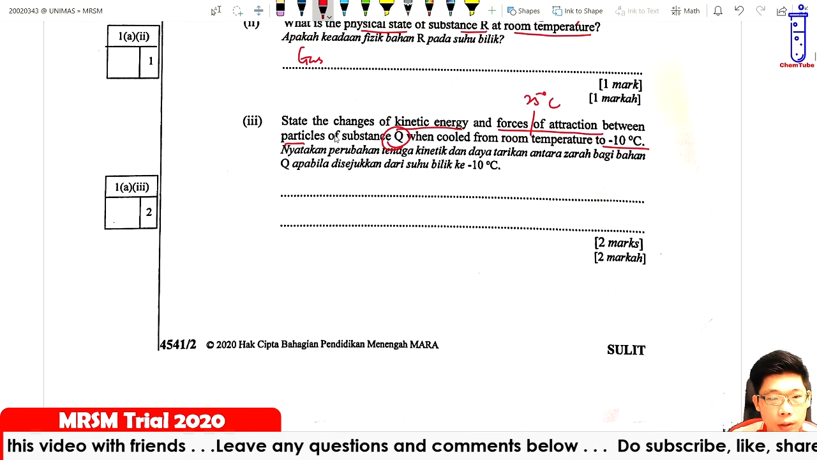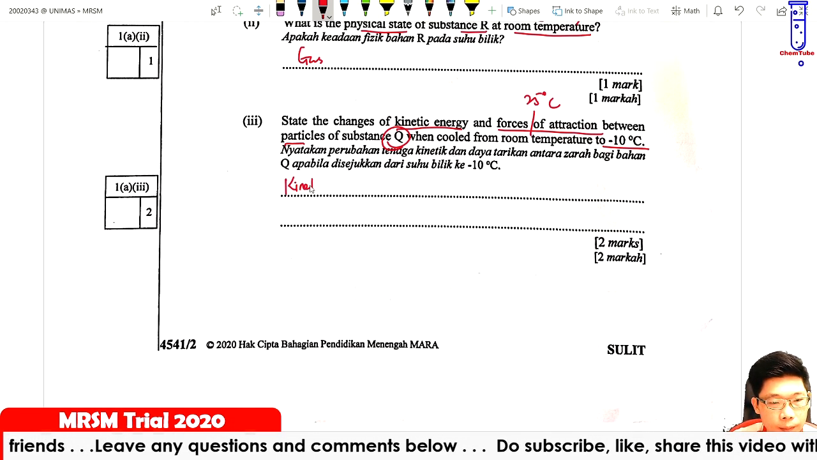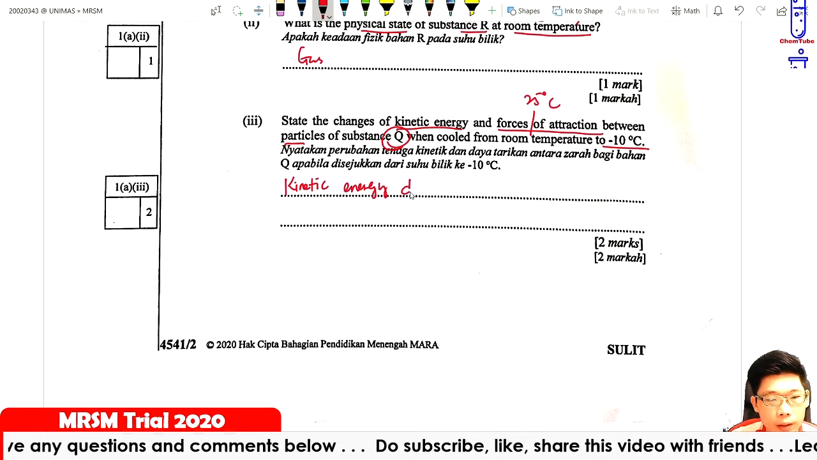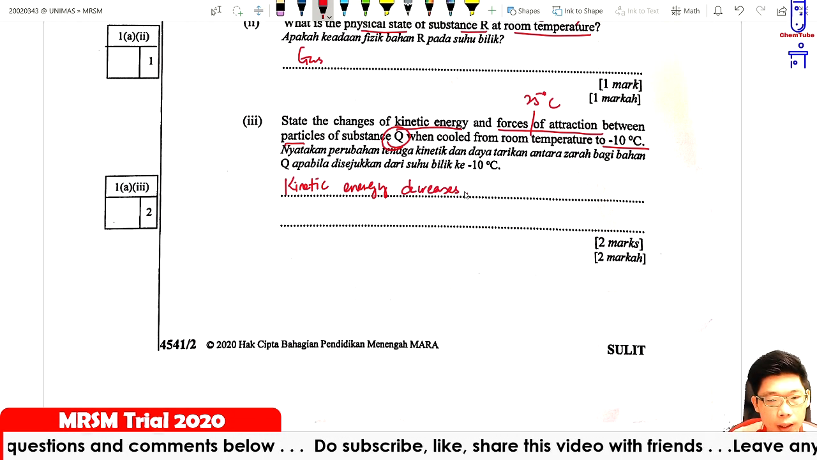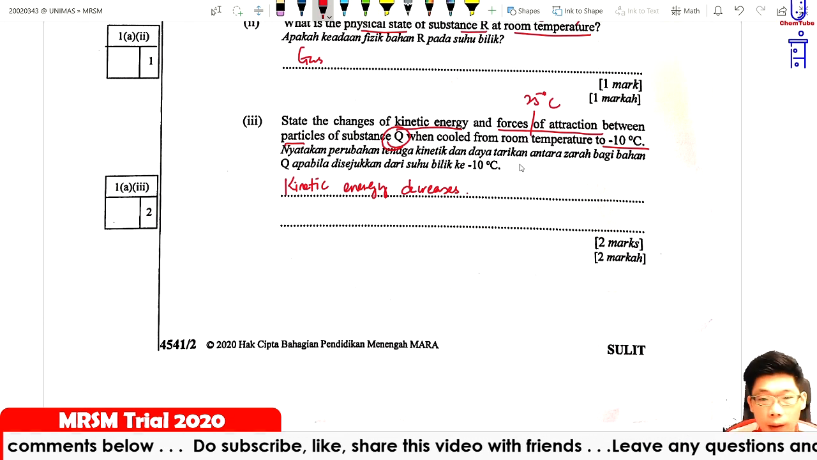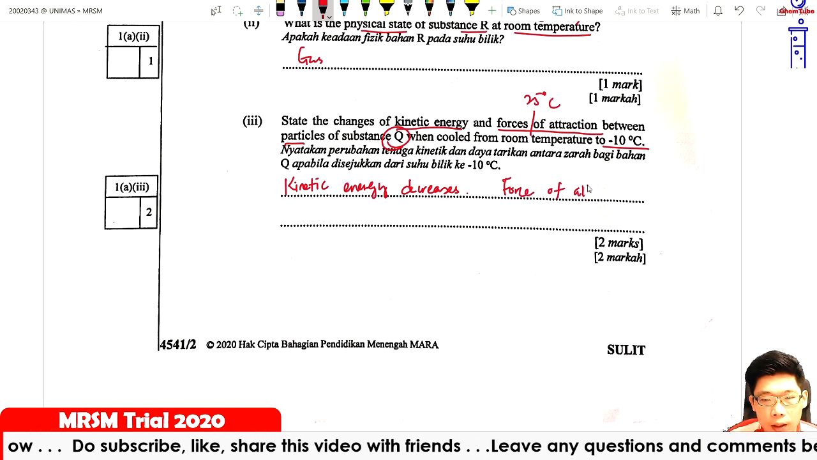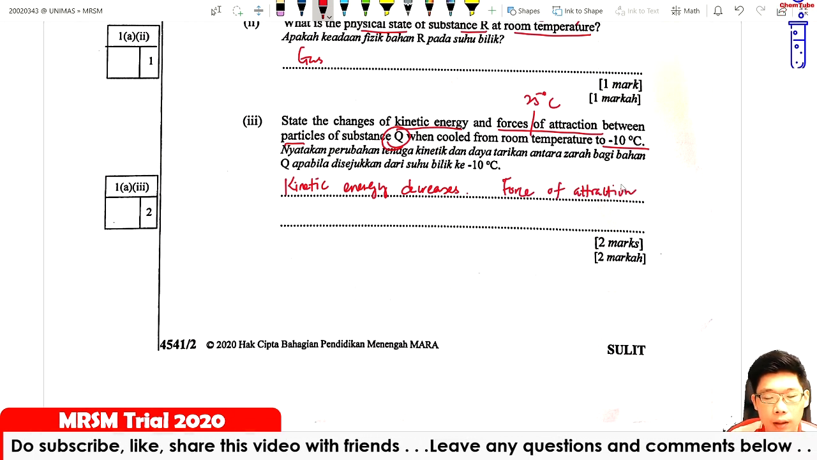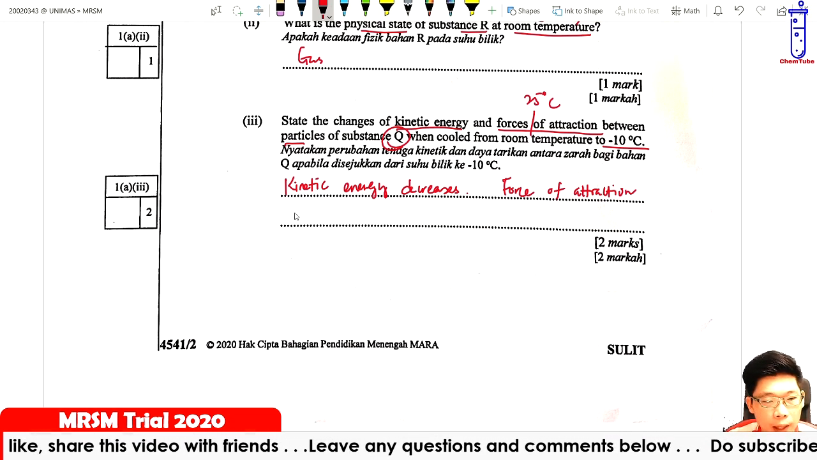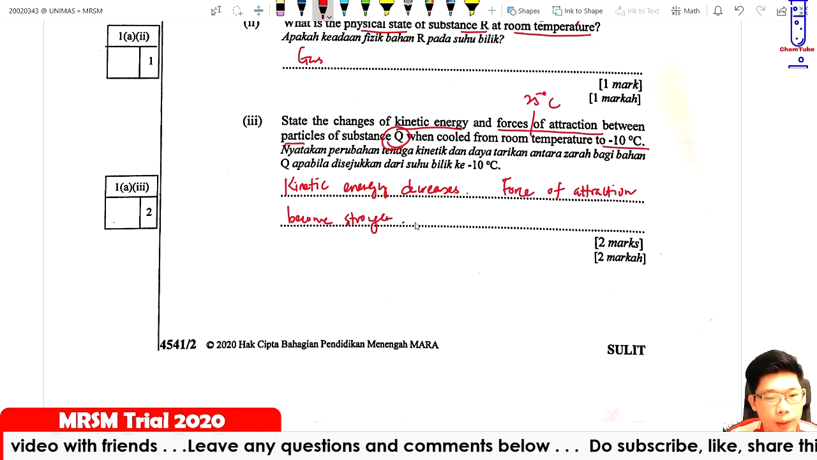So what happens to the kinetic energy? Number one, we mention the kinetic energy. What happens to it? It will decrease. Number two, the force of attraction. As it goes from liquid to solid, the force of attraction becomes stronger.